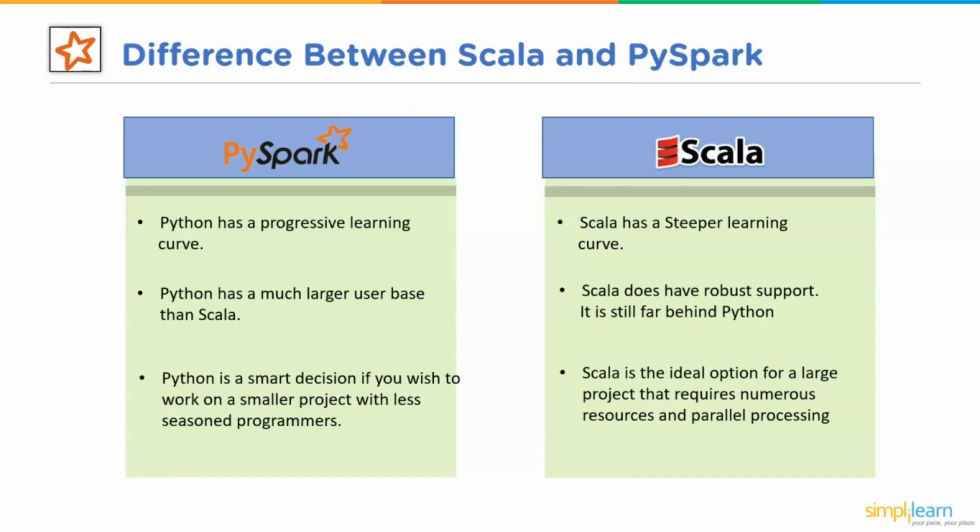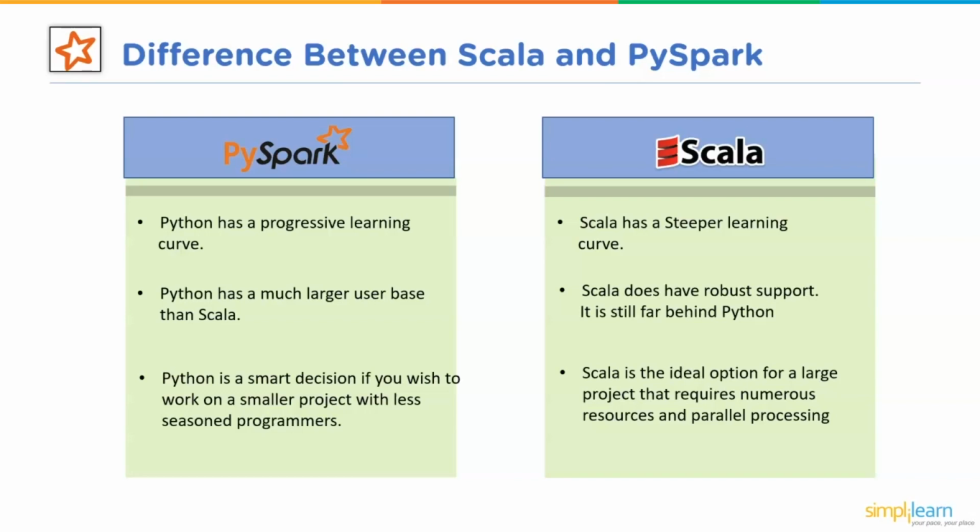Let's discuss the difference based on the community support. Python has a much larger user base than Scala, which can help it gain support. As a result, Python benefits from more comprehensive libraries devoted to task complexity. Scala does have robust support. It is still far beyond Python.